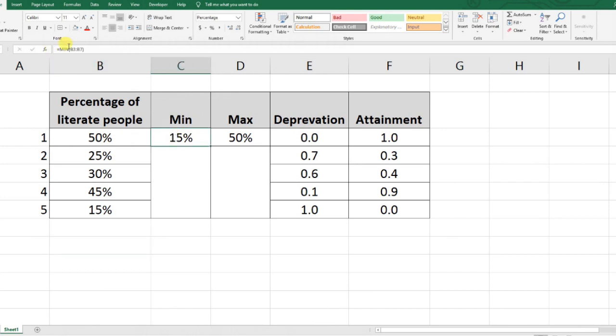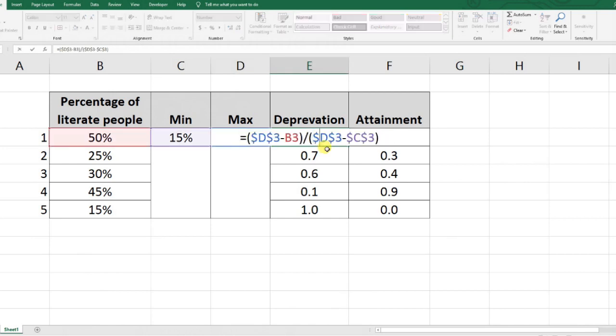So I have put this formula, minimum. Okay, so minimum of this range right here, it gives me 15%. So this is the minimum and it gives me here. Maximum, I give it this formula, maximum of the same range, it gives me 50. This is right here. For deprivation, this is the formula I have put.